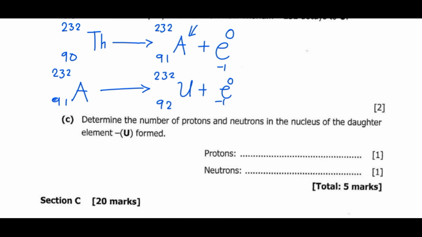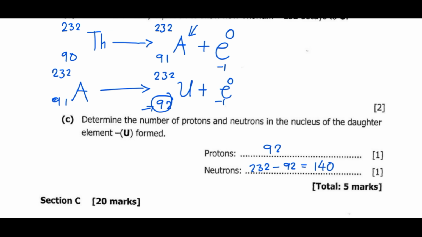Then determine the number of protons and neutrons in the nucleus of the daughter. The number of protons is just the number here, so it is 92. Then for neutrons, this will be 232 minus 92, so we get 140. So 140 is the number of neutrons. Let's hope you are able to understand. If you are understanding my teachings, I would like to hear from you. You can write in the comment section below.